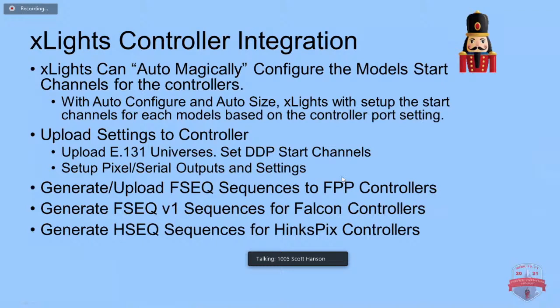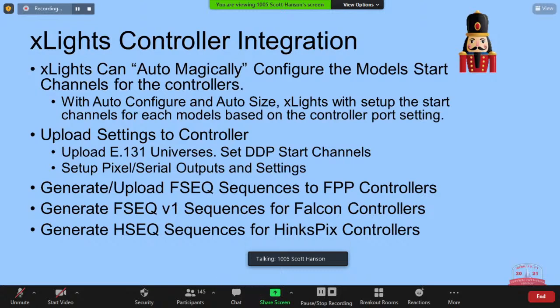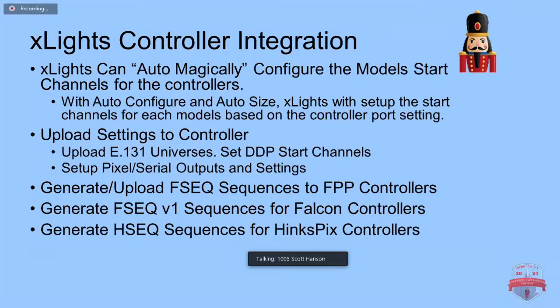So what I want to go over is controller integration in xLights. The main thing in xLights is controller upload, which allows you to set up your props and settings in xLights, and then xLights will push that config to the controller. That's the first thing I want to show. It'll upload your universes, your start channels, your input-output settings. But then I also want to talk about some other integrations custom to specific controllers: how we can upload with FPP Connect, how we can generate FSEQs for the Falcon for standalone mode, and how we can generate FSEQs for the HinksPix controller as well.